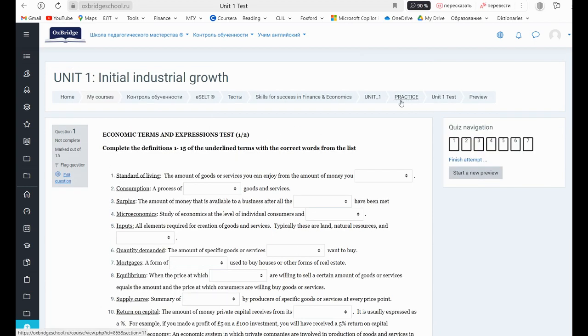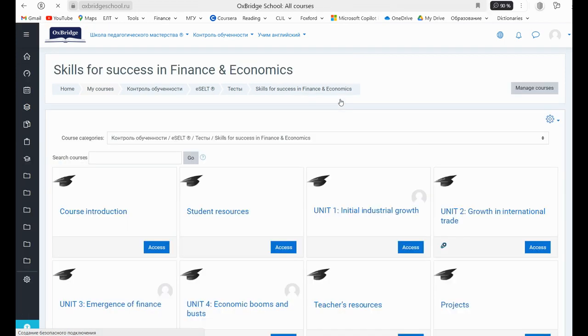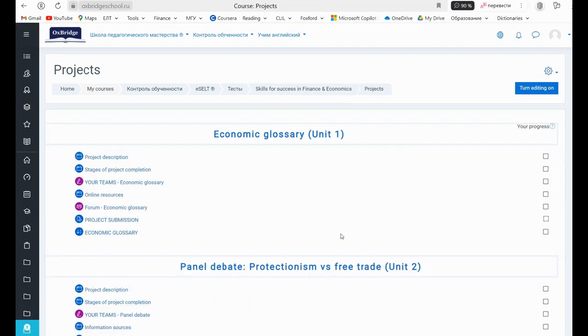So the final part that I wanted to show you is the projects element. There's a project associated with each unit. I'm not going to go into the detail because the projects are detailed, but they are very well thought out and described to the point of what the stages of the project completion are. And of course, all of them are team-based projects. Once again, we're encouraging a lot of interaction between students working together.